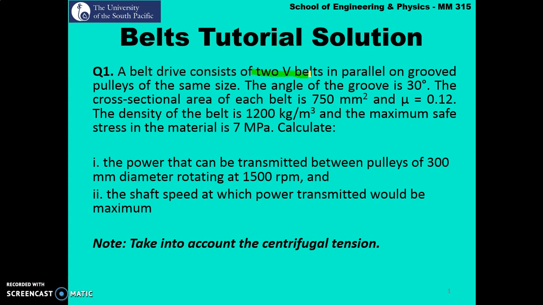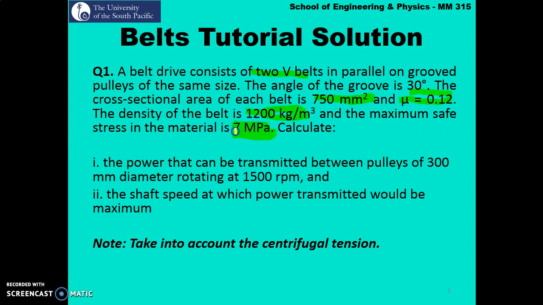The angle of the groove is 30 degrees. The cross-sectional area is given as 750 mm squared. The coefficient of friction is given as 0.12. The density of the belt material is given as 1200 kg per meter cubed. The maximum safe stress is given as 700 megapascal.